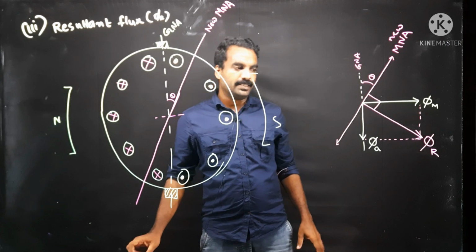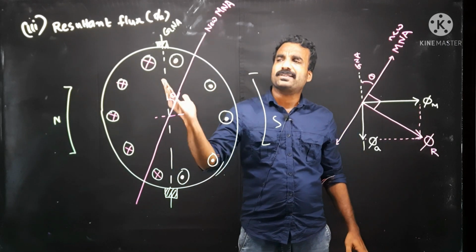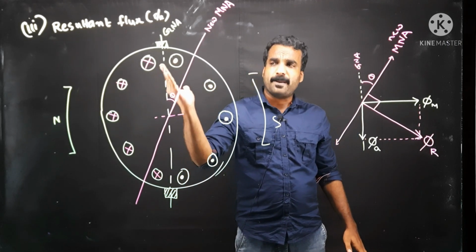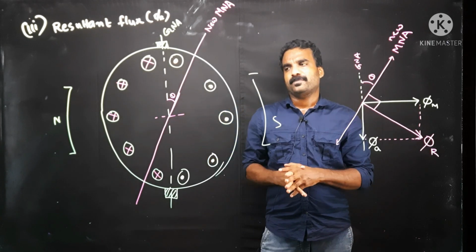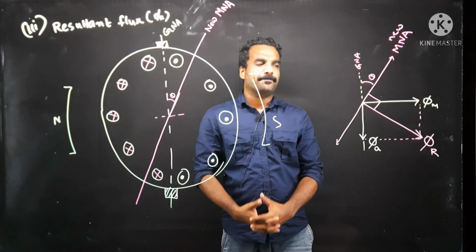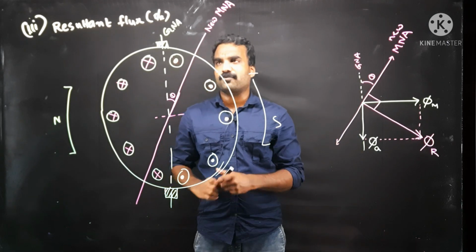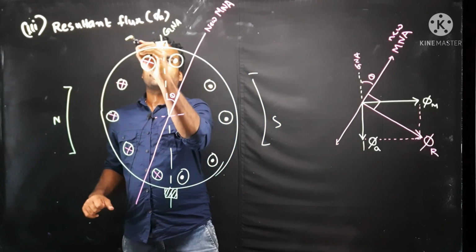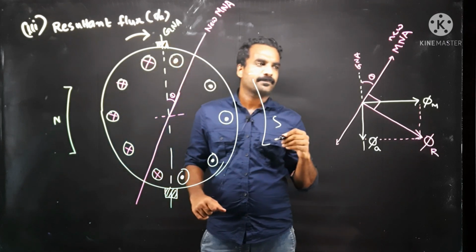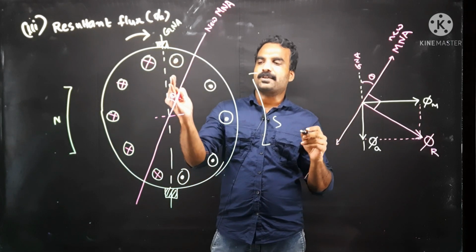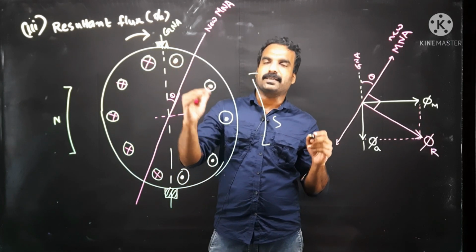Okay, this is the third case. So, you determine how much shift happened for the MNA to its new position. That angle is theta. And you have to be very careful that if you are rotating the machine in this direction, then theta should be happening on this side.